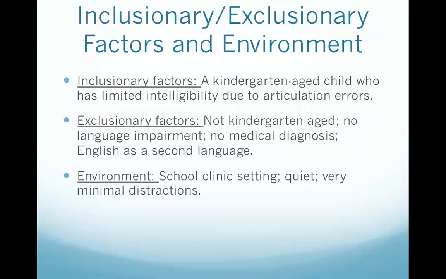The inclusionary factors are a kindergarten-aged child who has limited intelligibility due to articulation errors. The exclusionary factors are a child who is not kindergarten-aged, no language impairment, no medical diagnosis, and a child who has English as his second language. And the environment was a school clinic setting, which is quiet with very minimal distractions.